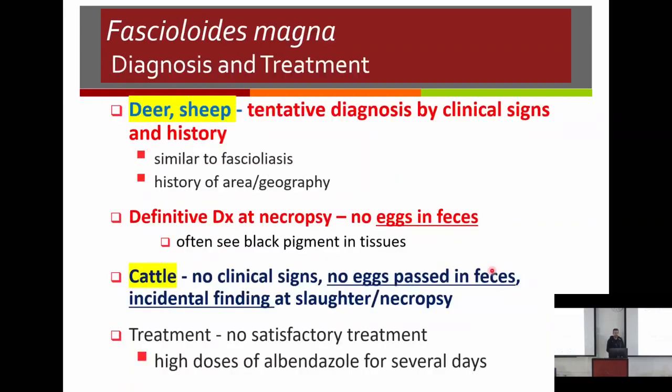Diagnosis in sheep and deer is based on clinical signs and history, because the eggs are very similar to other flukes, but the definitive diagnosis is always necropsy, because we have hardly seen the eggs of these flukes in the feces. In cattle, because it is a mild disease, you will not see clinical signs. No eggs pass out into the feces, and they are accidental findings at slaughter or necropsy of these animals.